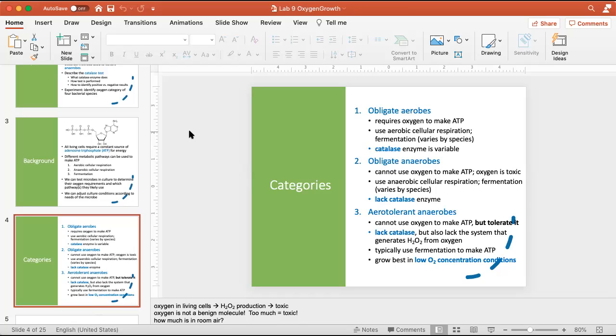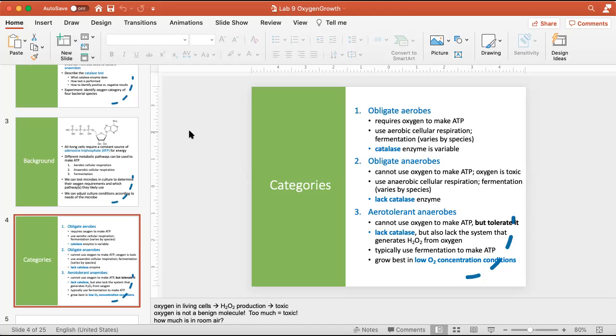The first category is the obligate aerobe. That word obligate kind of gives it away. These are organisms that require oxygen. They require oxygen, again, to make their ATP. So human beings are obligate aerobes, and so are a good number of bacteria.